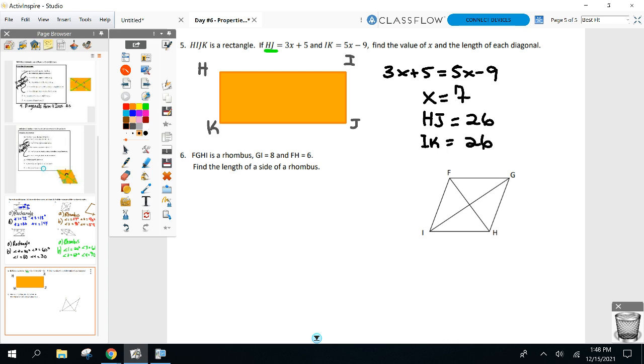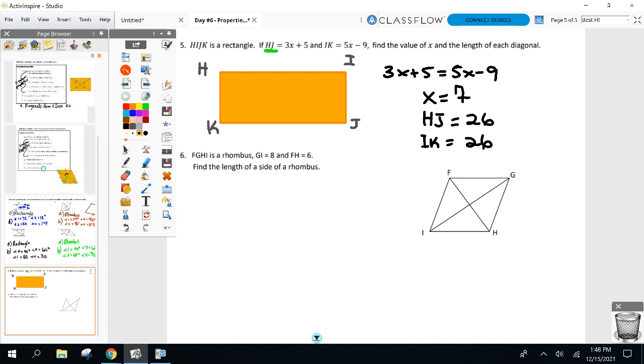All right, a little bit on the tougher side. This is a rhombus. Look at what I give you. What's GI in the diagram? GI, I know it's 8, but it's also a diagonal. Thank you. FH is 6, also a diagonal. Find the length of each. Find the length of a side.